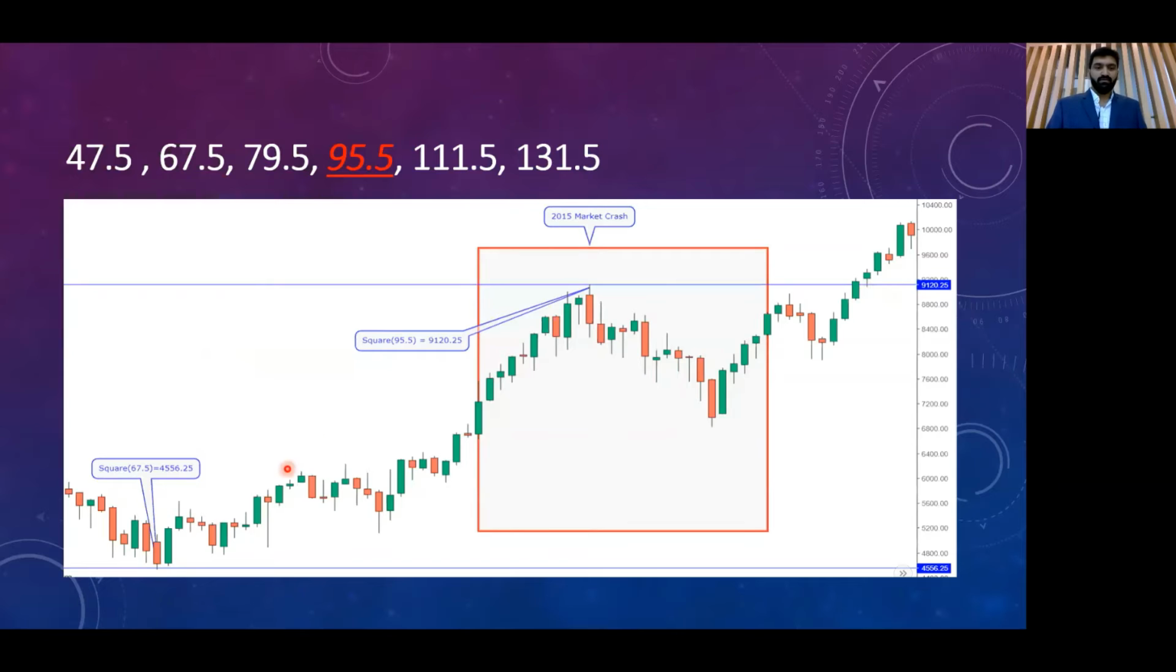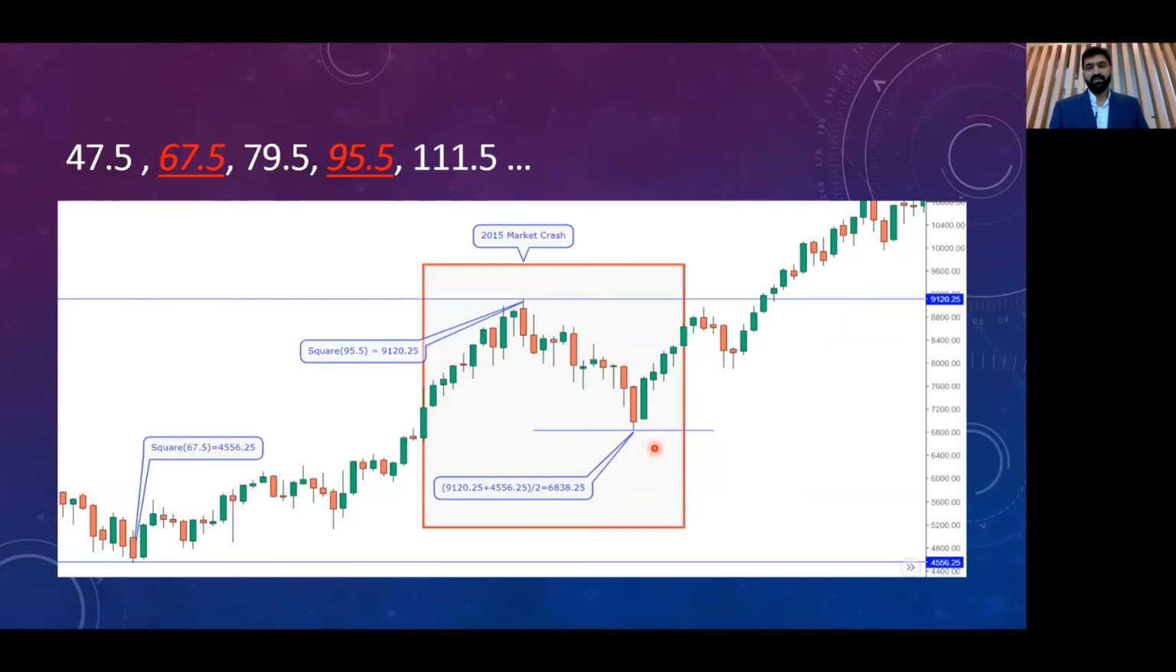So this is where we left the previous slide. We started the up move, and the up move ends at my 2015 market crash. But before that crash, what is the high it is making? 95.5 square. What is it? 9120.5. And the market high was 9119. Just missed by 1 point. Interesting, right?